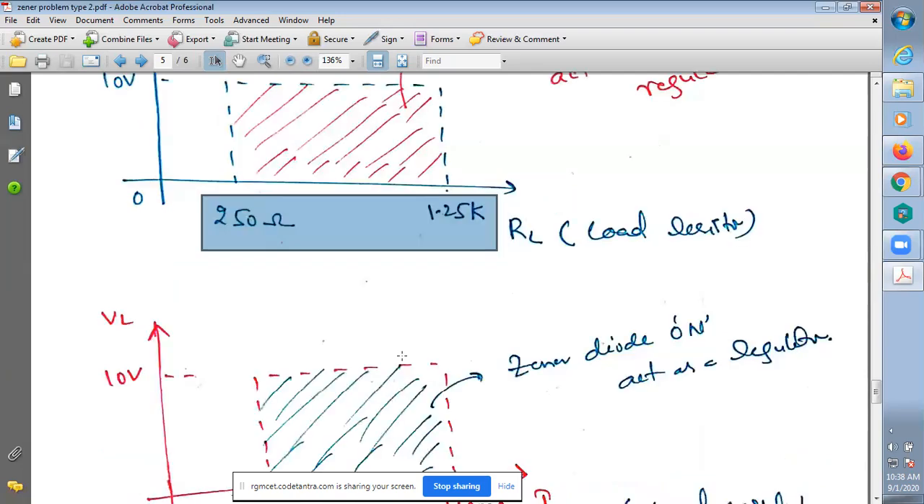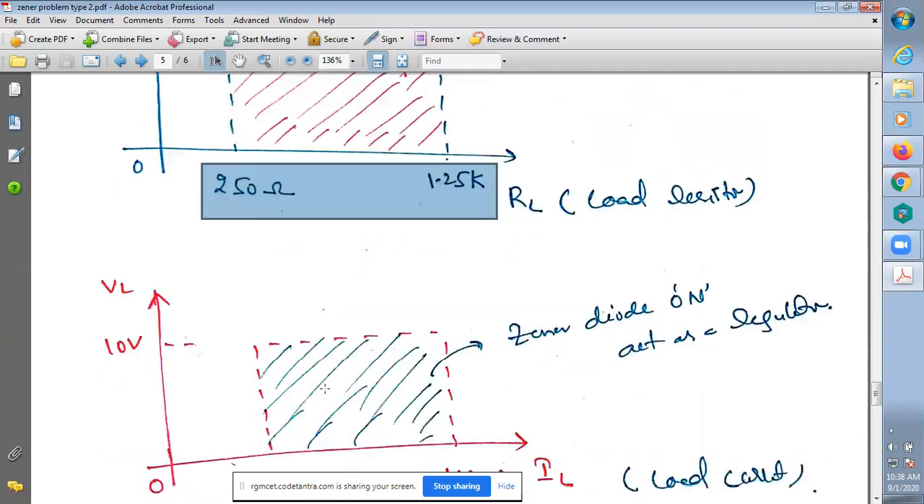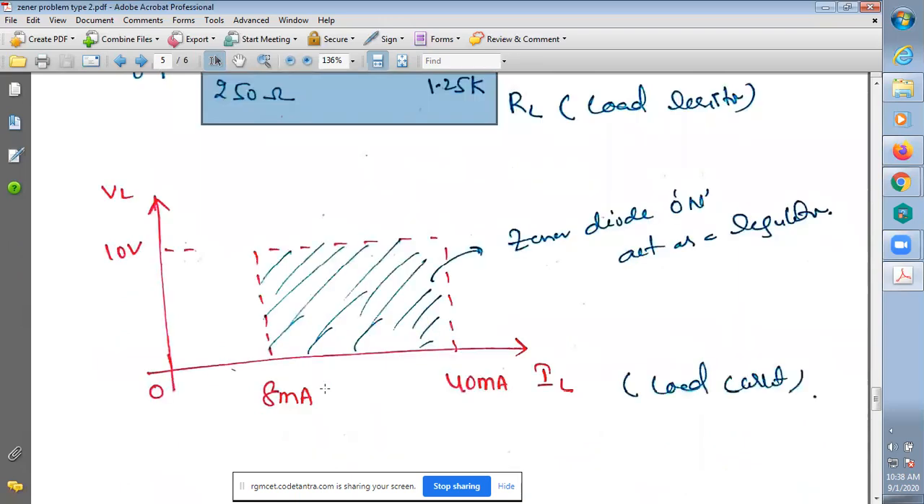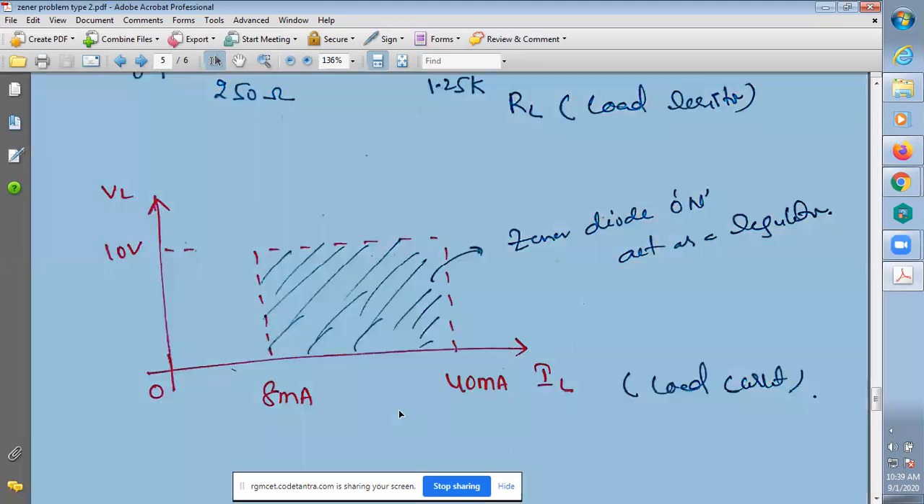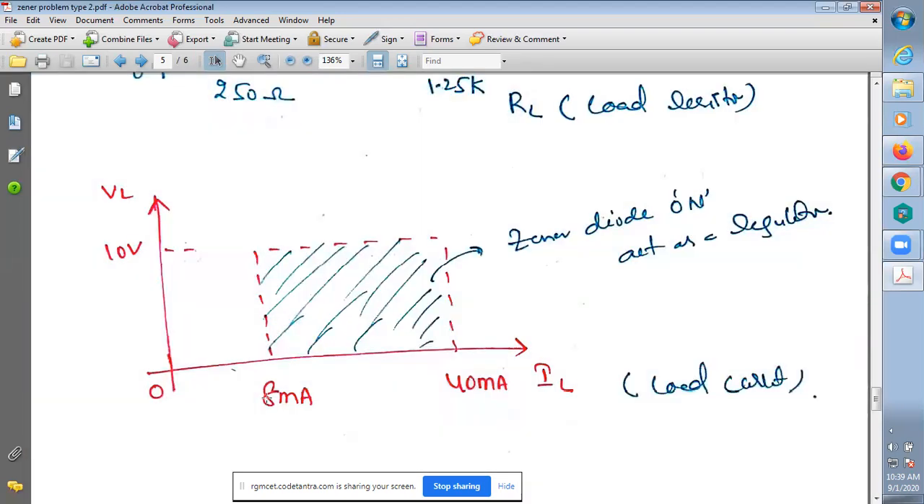Similarly, what about current here? The x-axis is load current and the y-axis is output voltage. Here the current is 8 milliamperes as the minimum current and 40 milliamperes as the maximum current. So this is the range of load current. Observe here, load current varies from 8 milliamperes to 40 milliamperes. Current changes, voltage is constant.